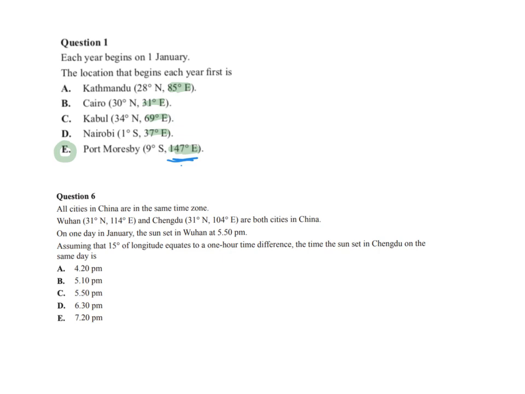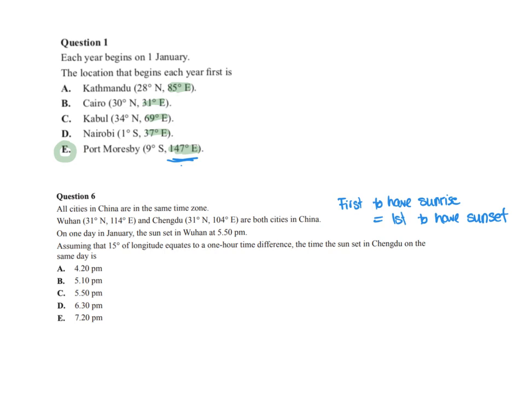All right, question 6. All cities in China are in the same time zone. So here we got Wuhan, Chengdu, both cities in China. One day in January, the sun set in Wuhan at 5:50 p.m. Assuming 15 degrees of longitude equates to 1 hour, the time the sun set in Chengdu on the same day is. So if you're talking about sunset, the first to have sunrise will still equal the first to have sunset. Okay, so if it comes up first, then it's going to set first as well.